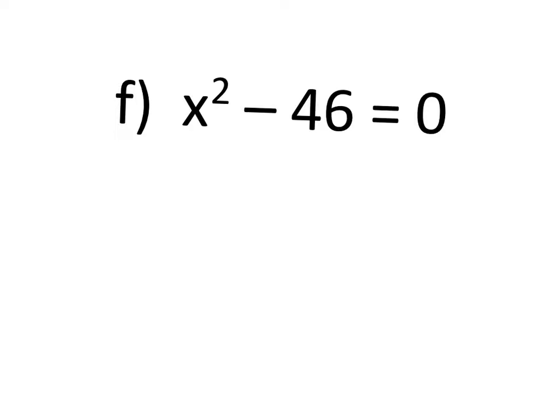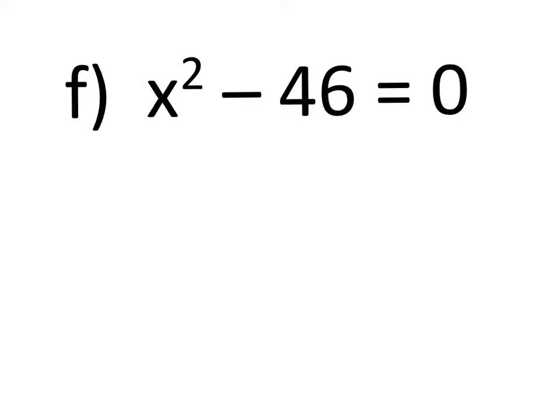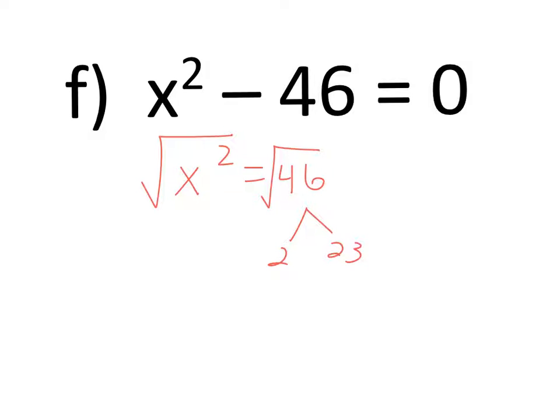Okay. On the next one, it's going to be the same thing. I'm going to isolate by adding the 46 over. So I get x squared equals 46. Now I'm going to square root both sides. When I do that, I'm going to have to break this down because there's not an exact answer to the square root of 46. So let's see, 46, 2 and 23. In this case, 23 and 2 don't go any farther, so there's no pair up and move out. So the answer will just be x equals plus or minus the square root of 46 because it doesn't break down.